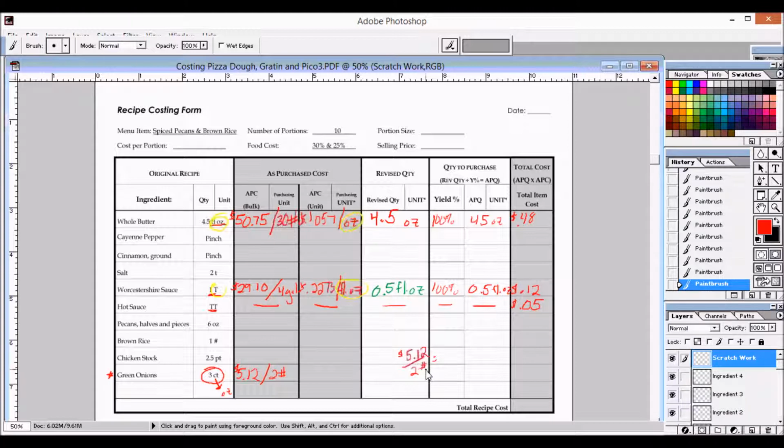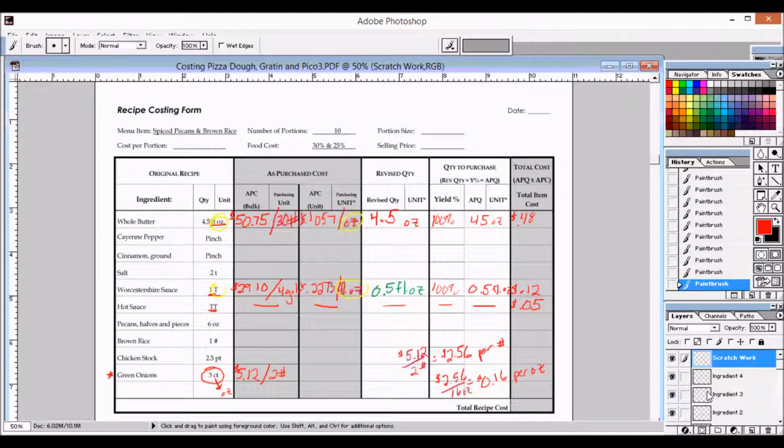So when I do $5.12 and divide that by 2, I get $2.56 per pound, which is not bad. And that is a unit price. I could put that here if I wanted to, but it's going to be easier for us if I take this down into ounces because that 3 count green onion is nowhere near a pound. So I'm going to take that 2.56 and divide by 16, because there's 16 ounces per pound. When I do that, I find it's about 16 cents per ounce. There's my APC.